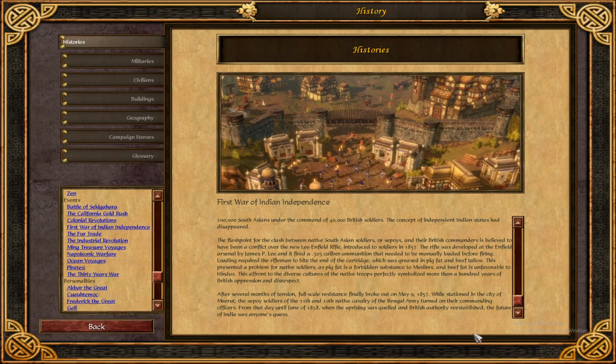After several months of tension, full-scale resistance finally broke out on May 9, 1857. While stationed in the city of Meerut, the Sepoy soldiers of the 11th and 20th Native Cavalry, the Bengal Army, turned on their commanding officers. From that day until June of 1858, when the uprising was quelled and the British authority re-established, the future of India was anyone's guess.